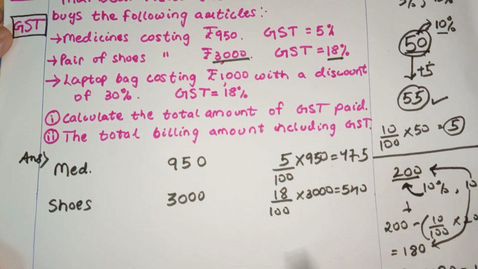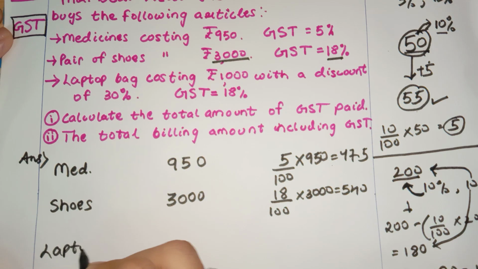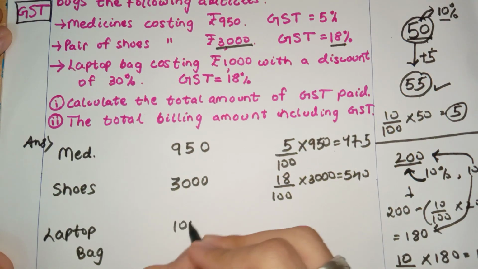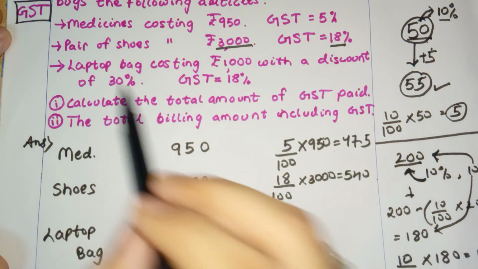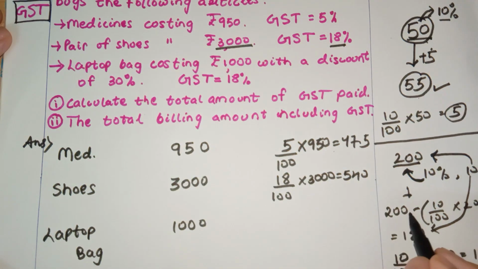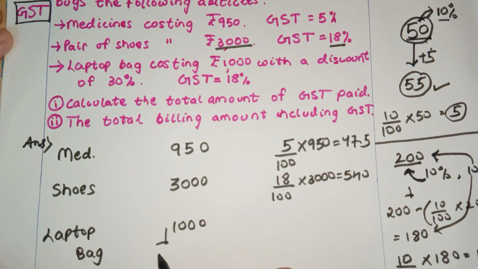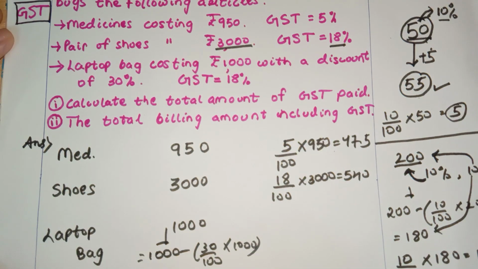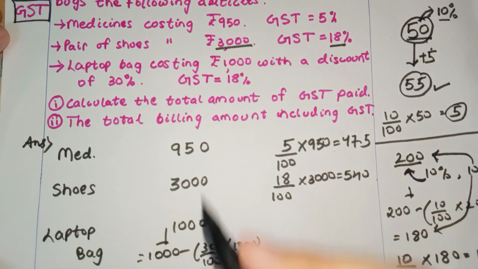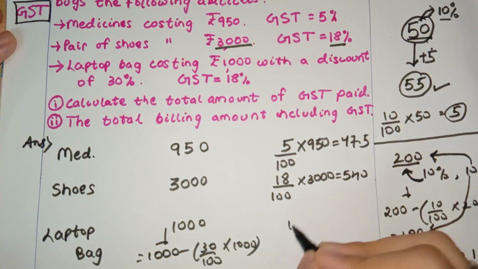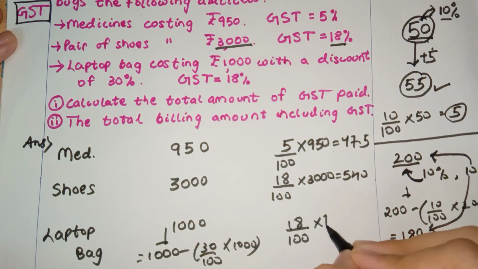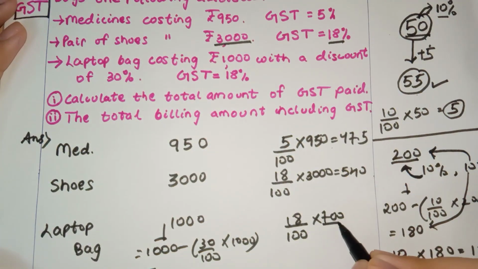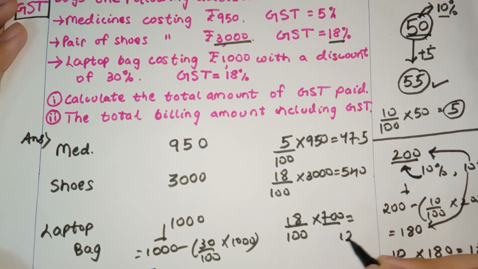Now he moves further and buys the laptop bag. For the laptop bag he has to pay rupees 1000, but here he is given a discount of 30%. So first, as I taught you in this example, we have to subtract the discount. So the price he pays is 1000 minus 30 by 100 into 1000. This is 700. This is the price that he pays to the shopkeeper. Now we have to add GST on this price. Here the final price is 700. So the GST here is 126 rupees.